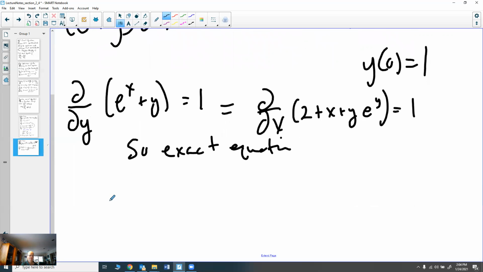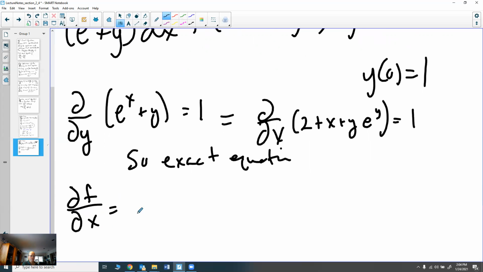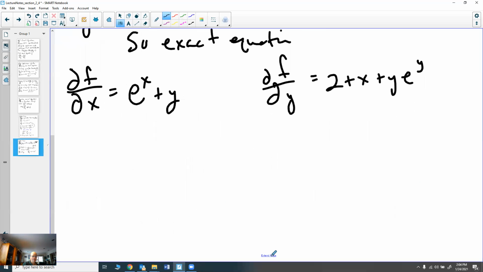So that means that the partial derivative of f, looking for this function f, with respect to x is e to the x plus y. And the partial derivative of f with respect to y is 2 plus x plus y e to the y. Okay. So let's first take the integral of this, basically think of it that way. So find out what f is by taking the integral of both sides with respect to x.